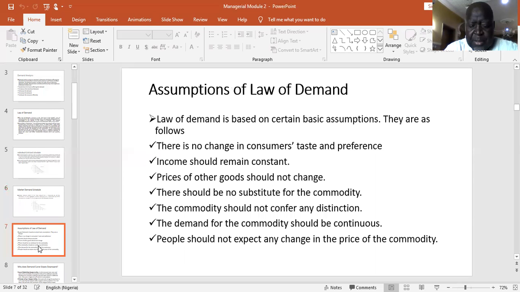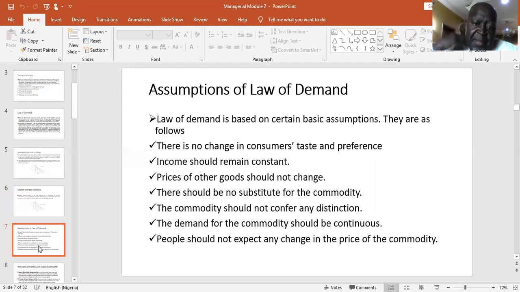Now, what are the assumptions that guide the law of demand? The law of demand is based on certain basic assumptions. They are as follows. There is no change in consumers' tastes and preferences. So people don't change their preferences. Income should remain constant. Prices of other goods should not change. There should be no substitute for the commodity.